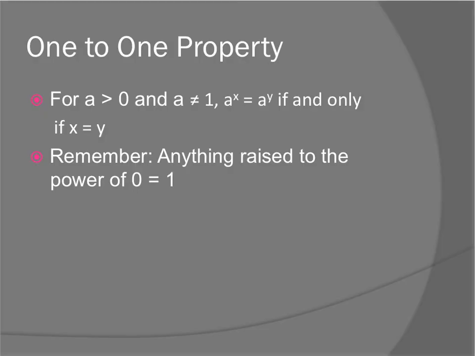Here we go. So for a greater than 0 and a not equal to 1, if we have two exponential functions, a raised to the power of x and a raised to the power of y, if our bases are the same, then we can set our two exponents equal to each other. It doesn't work for 0 and it doesn't work for 1 because anything raised to the power of 0 is 1, and anything raised to the power of 1 would be itself. And 1 raised to the power of 2 would be 1, 1 raised to the power of 3 would be 1. So it doesn't work for 0 and 1.